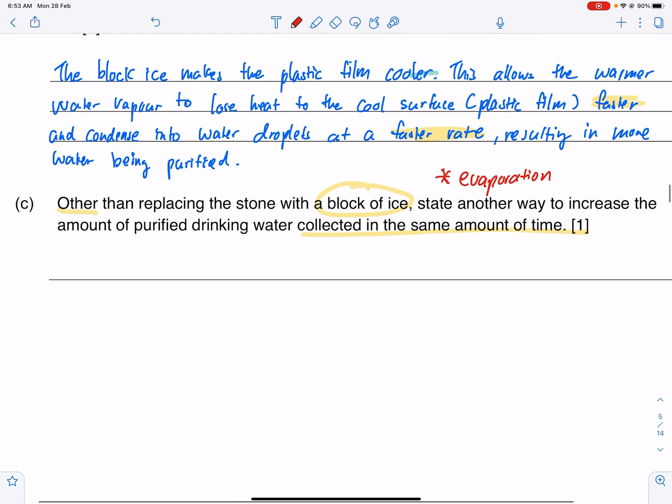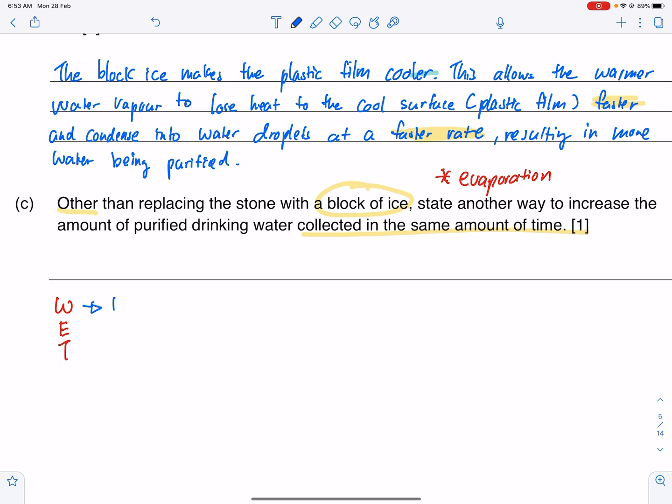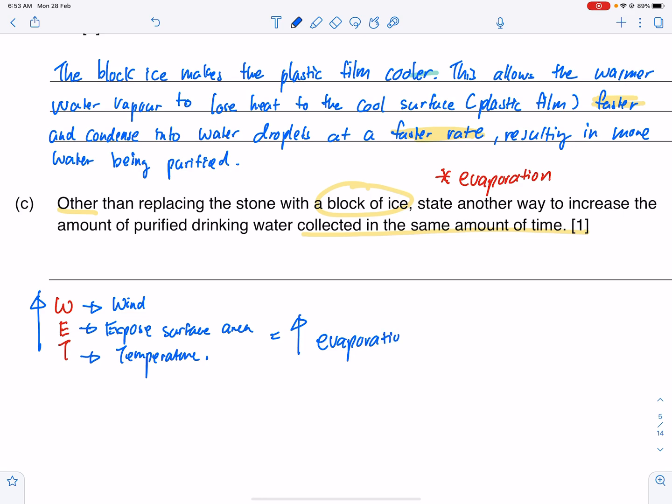Okay, so you have WET. So what's WET? Once again, remember, these are factors affecting rate of evaporation. So you have W for your wind, E for exposed surface area, and T for temperature. So we must always remember that an increase in any one of these factors will result in an increase in rate of evaporation. Okay, so during the exam, you can write this down to help you. So any one of these factors, if you talk about it, will gain you the marks.